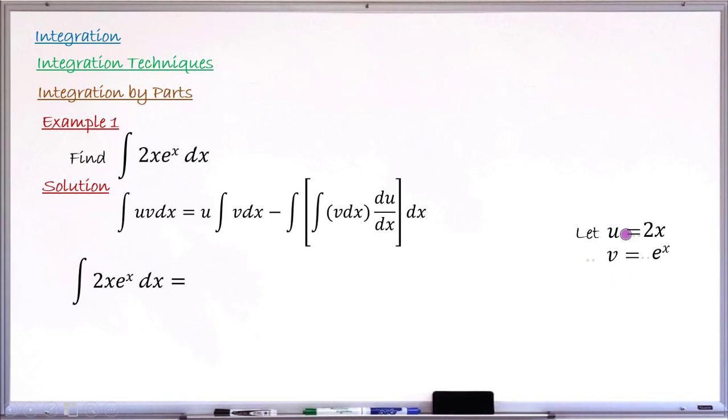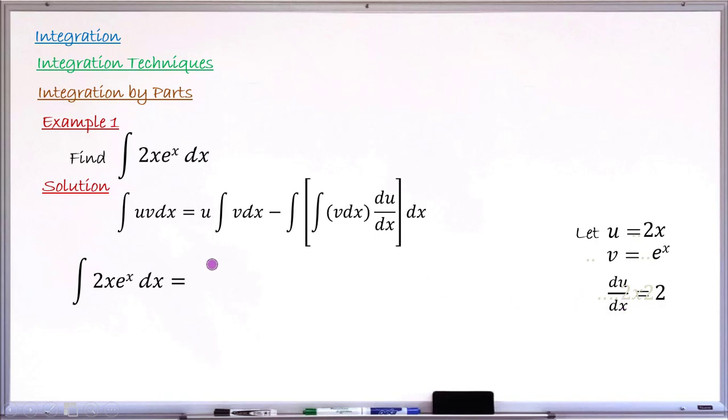Then what will now happen? You now find du/dx because I need du/dx in this very formula. So you find the derivative of the function u with respect to x. There you have du/dx equal to 2. This is the derivative of the function u. Then you go back to this very formula and substitute u, v, and du/dx.